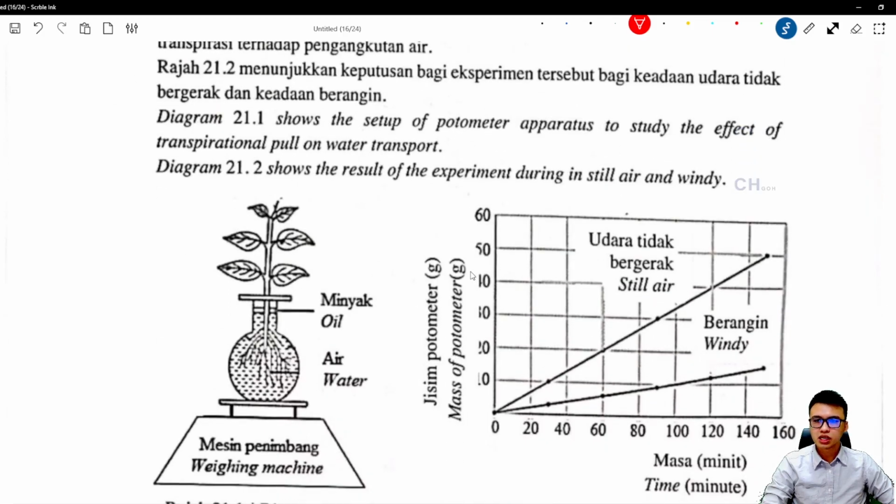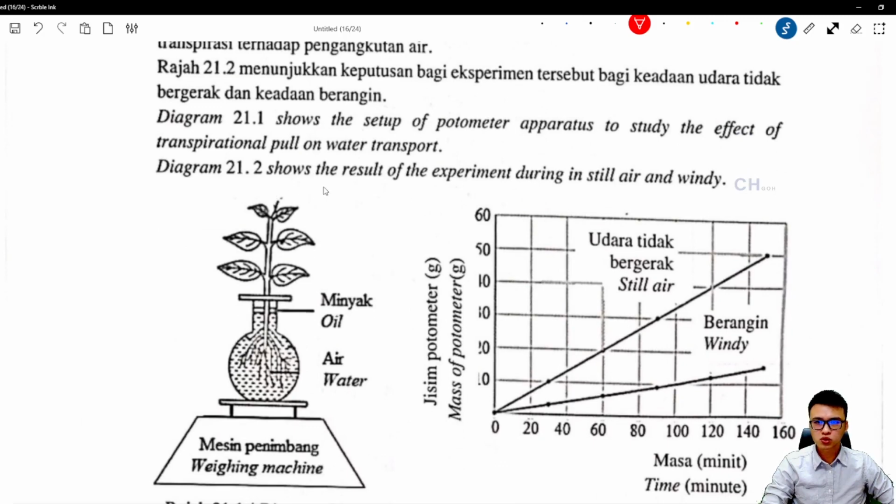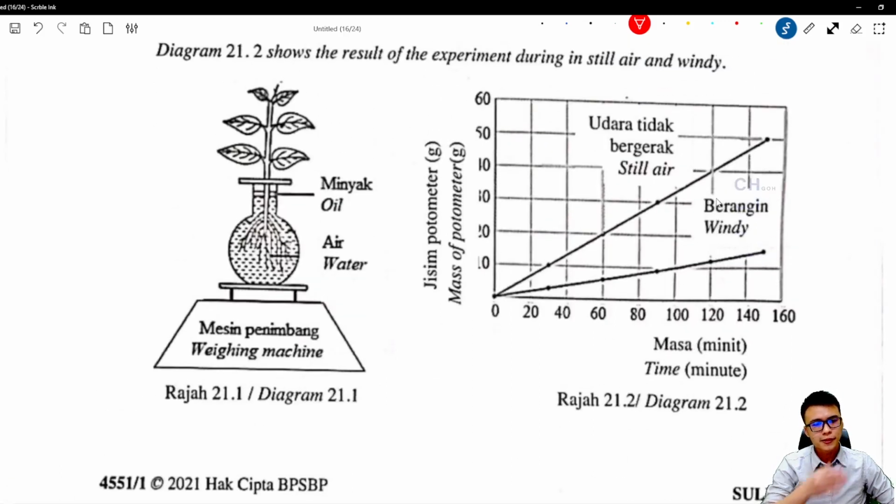Question 26. Diagram 21.1 shows the setup of the potometer apparatus to study the effect of the transpiration pull on the water transport. 21.2 shows the result of the experiment during still air and windy air. So as the time goes, for windy air and still air, the mass of the potometer is increasing.